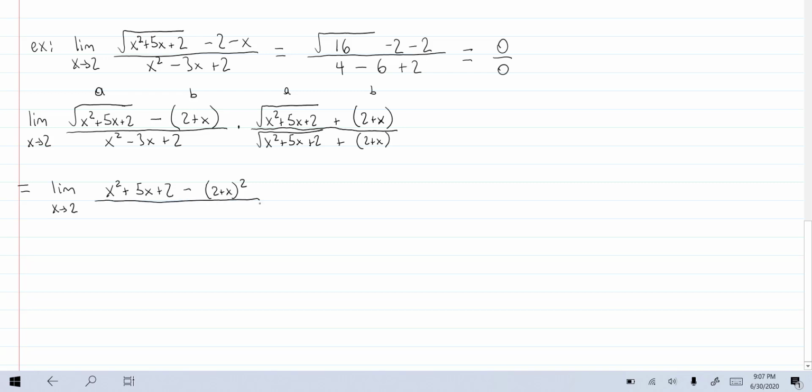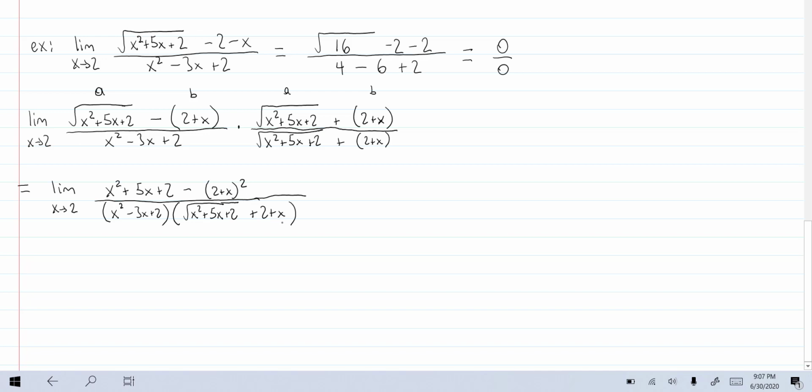In the denominator, we just have the x squared minus 3x plus 2 times all of this. And I'm just going to leave it as the multiplication of these two expressions. I'm not going to FOIL anything out because that's going to be too messy. And I dropped the parentheses around the 2 plus x here because it's not really necessary at this point.